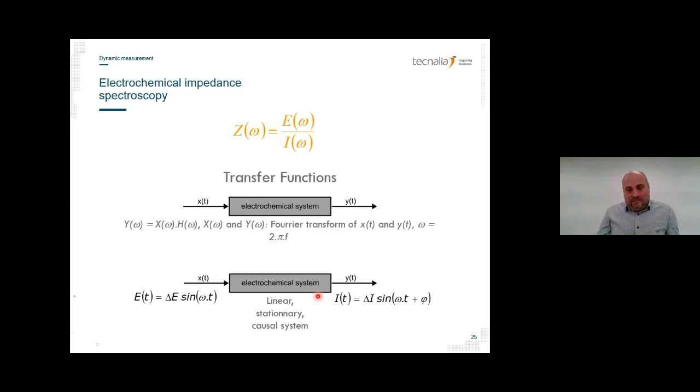If our system is linear, stationary, and causal, meaning linear: we input a small perturbation; stationary: it is not going to evolve with time; and causal: all the response is due to the perturbation, then we can analyze our system using the transfer function theory. That is very, very useful.